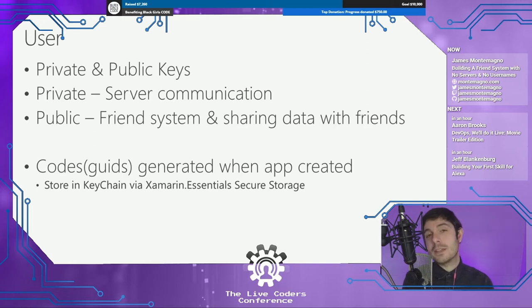Now I take these GUIDs and I store them inside of Keychain on iOS and Android. And I use a library provided by Xamarin called Xamarin Essentials. So it's one or two lines of code to get that data, which is cool. So private key, public key.